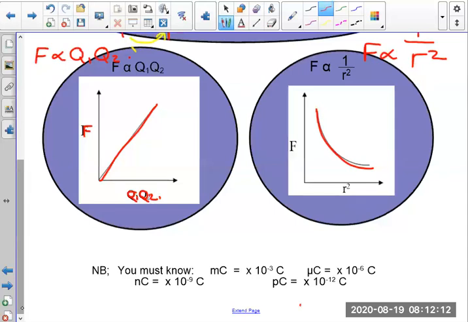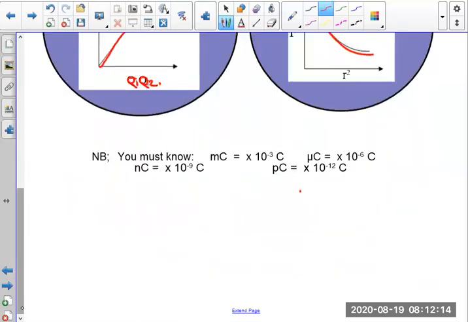And then I add this, and this is important that you know. If we have a millicoulomb, to change it to coulomb, we multiply by 10 to the power of minus 3. If we have a microcoulomb, to get to coulomb, we multiply by 10 to the power of minus 6. If we have a nanocoulomb, as you can see here, then we multiply by 10 to the power of minus 9. And the last one is pico, times 10 to the power of minus 12. So 3, 6, 9, 12: milli, micro, nano, pico. Okay, so that's what you need to remember.